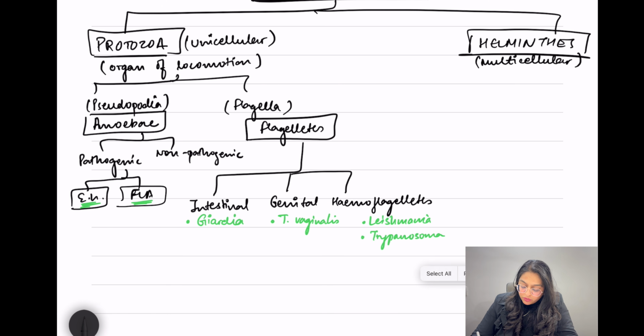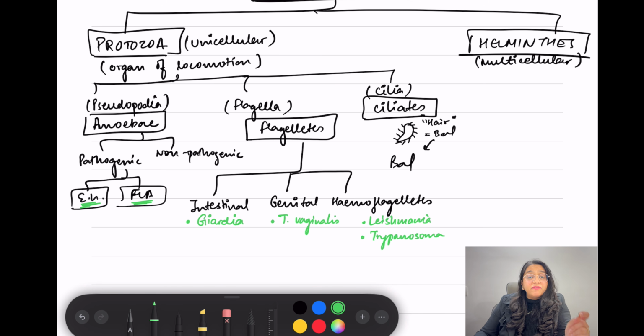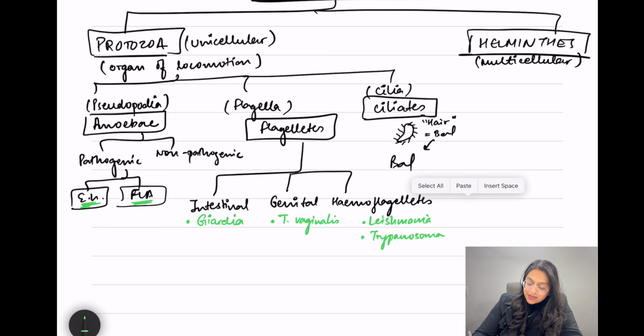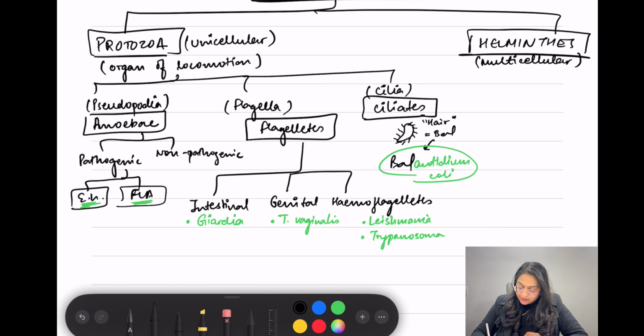Now, if the locomotion is because of cilia, then these are ciliates. Imagine this is the parasite and it has small cilia around it. What do they look like? They look like hair. Hair in Hindi is called bal. So, from bal we can remember the only organism of importance to humans, Balantidium coli.